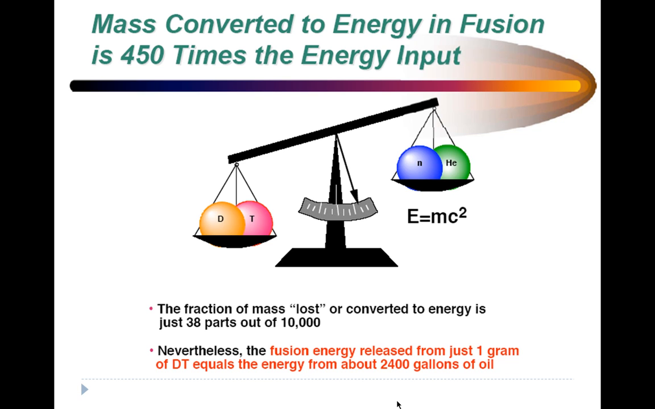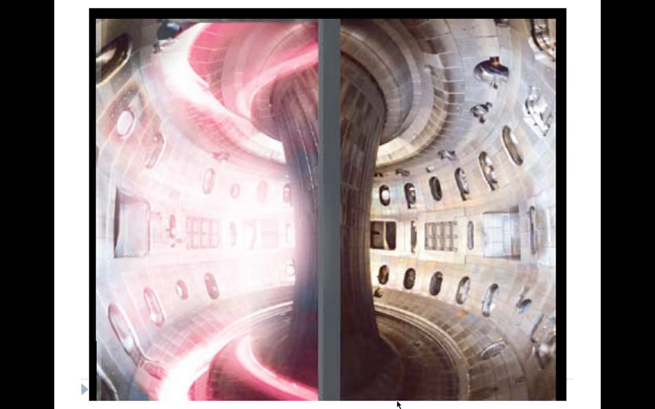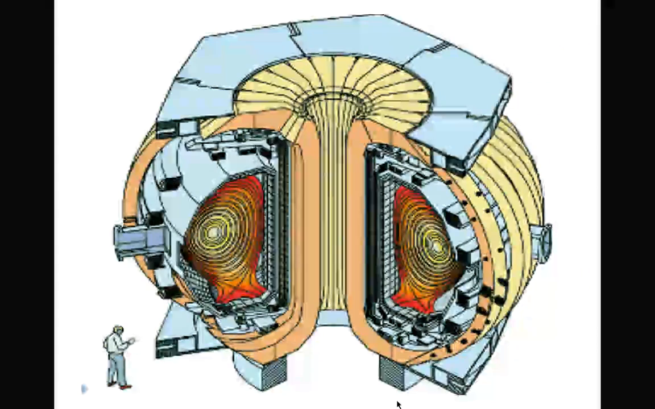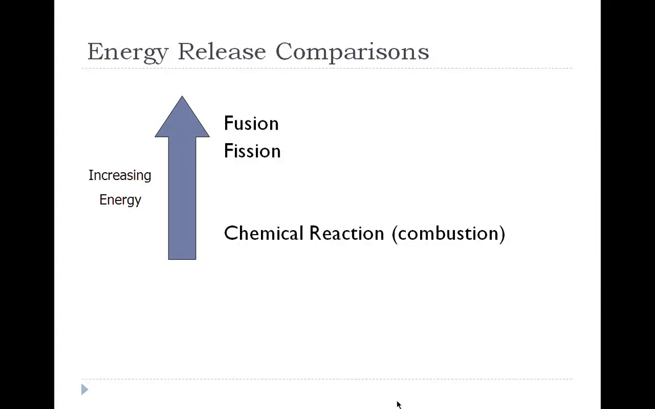So the mass that's lost between what you started with and what you are left over with is converted to energy, and a fraction of that lost mass is converted into all of the energy that's needed to possibly generate electricity. Nevertheless, the fusion energy released from just about a gram of deuterium and tritium equals the energy of about 2,400 gallons of oil. This is an inside picture of a tokamak fusion reactor located in San Diego. There's another picture of it. And there's another picture of it.